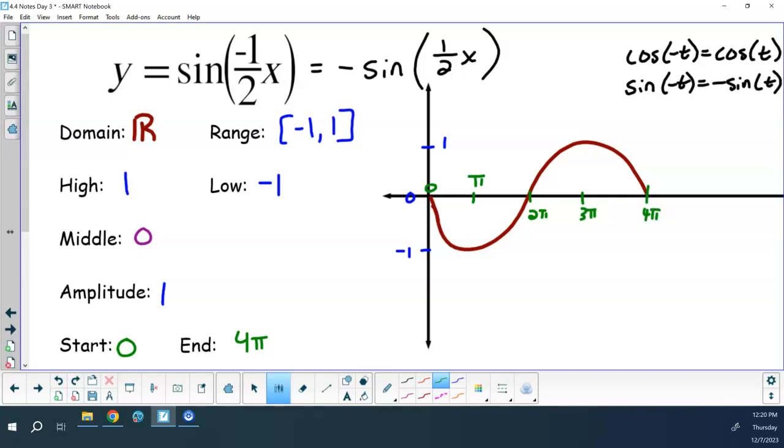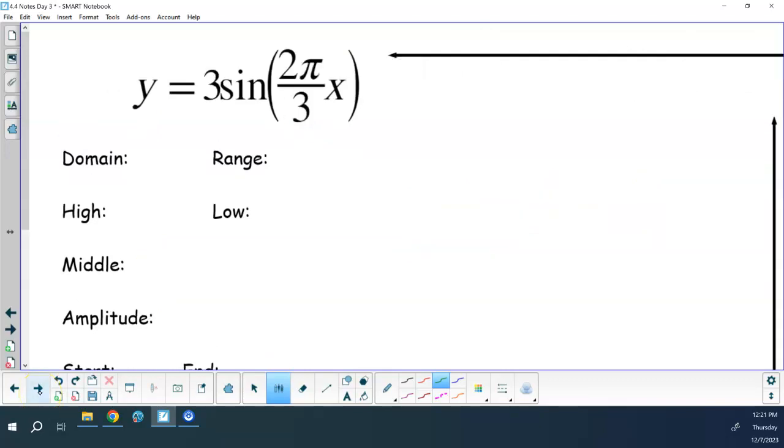It should look like that. Questions, comments, concerns, clarification. Good. All right. Go to the next one. Ooh, yeah, I like this one.